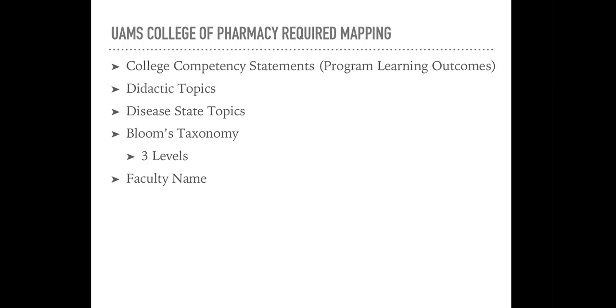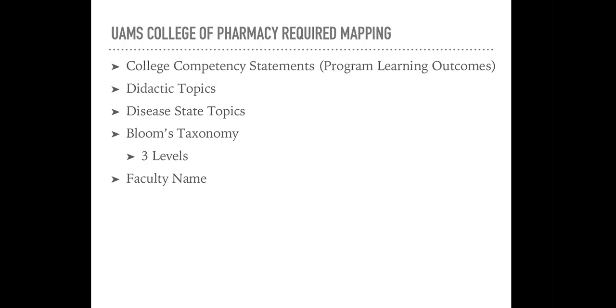And then we've already talked about the 3 levels of Bloom's taxonomy that we tag to. And then we also attach the faculty name. This just makes it easier for the faculty when they're searching for questions later if they want to pull up all the questions that have their name tagged to them. So we don't do anything with these reports, but it just makes it easier to search the database if their name is attached. So I thought you might be interested to see what we require for mapping.